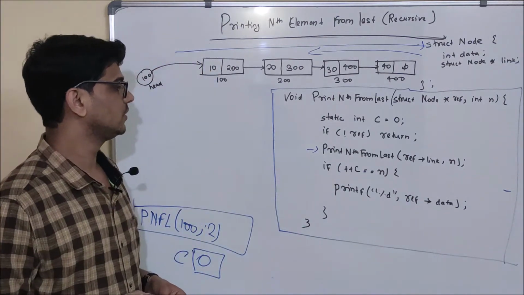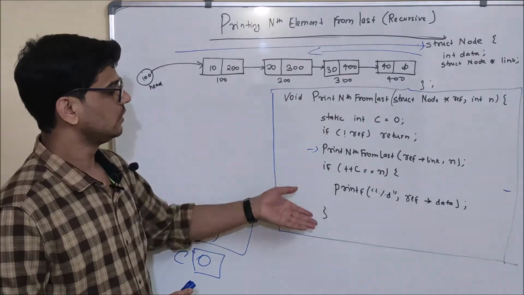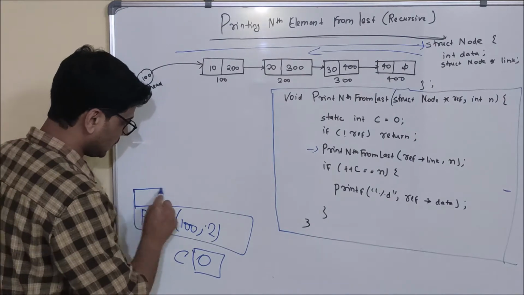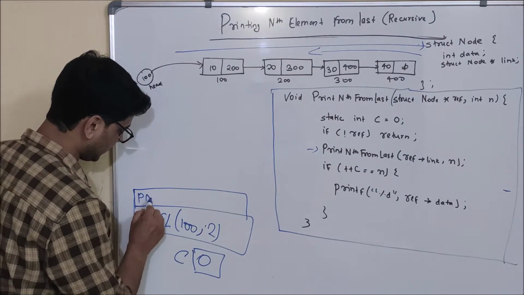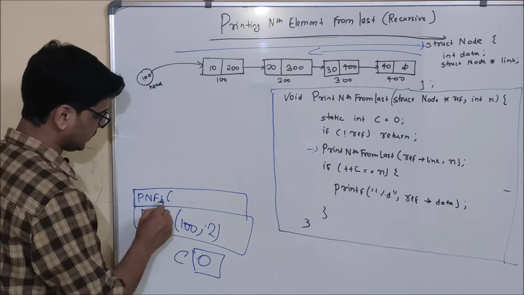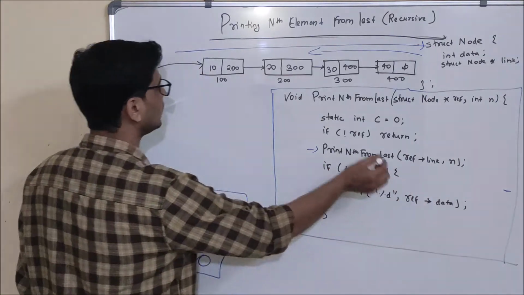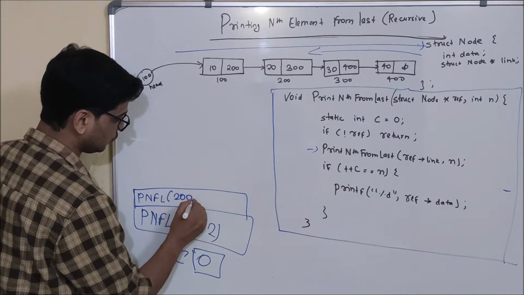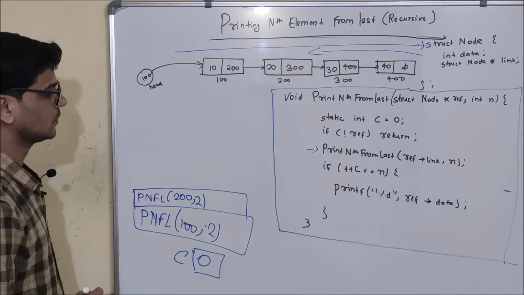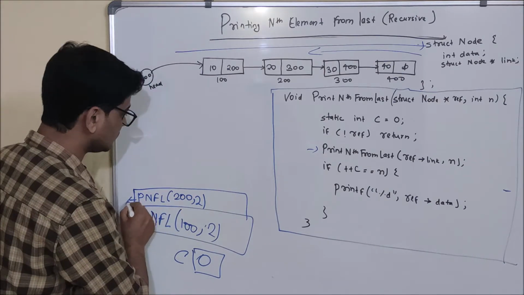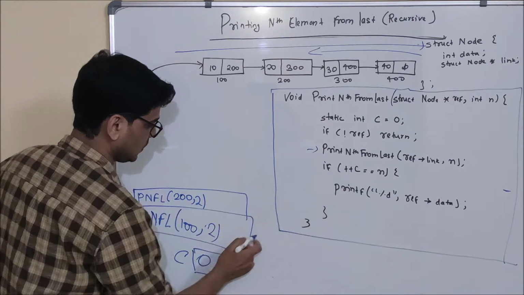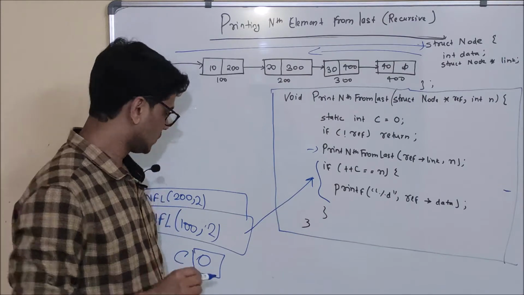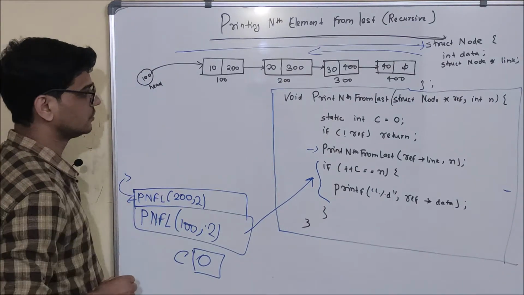And what is this particular line doing? This is making a recursive call to itself using reference.link and n. So basically a function call will be made to pnfl, print nth from last, ref.link. Right now ref is 100, so what is this link part? 200. So 200 comma 2 will be called. And as soon as this function call is made, these two lines for this particular function will be on hold. Correct? Now this function will go for its own execution.